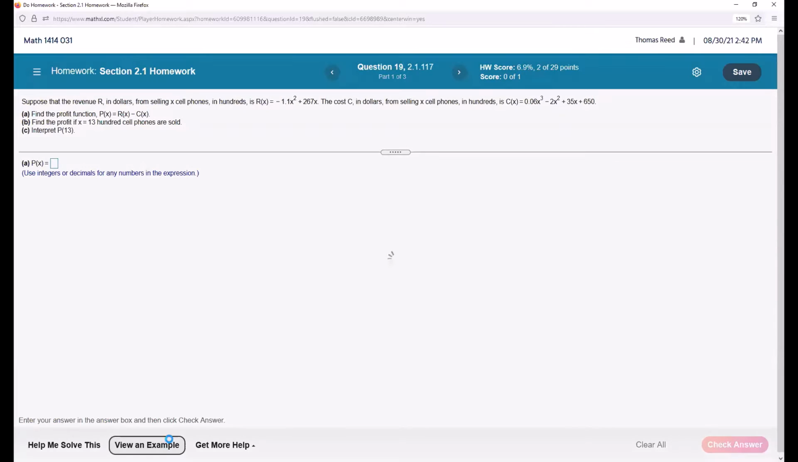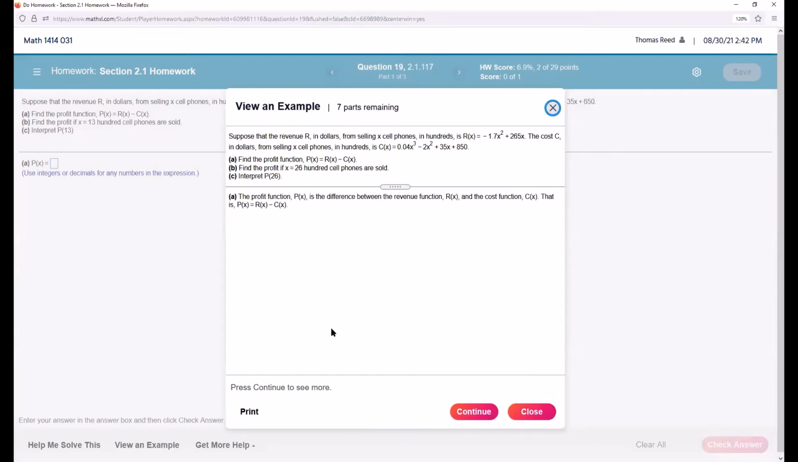And then view an example. Let me see what it does here. So, and then it shows you what to do. And so this is subtracting functions. R minus C of X is what we're trying to find. So revenue minus cost is profit. And so revenue minus cost gives us our profit.